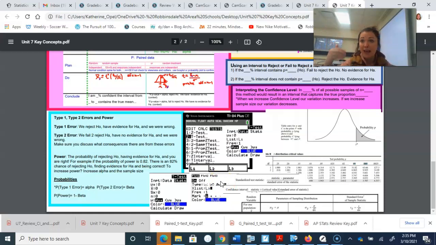Zoom stat on that calculator, guys. Zoom stat, and that shows you that graph. Make sure you come see me in office hours if you still have questions on that, so I can show you how to do that.